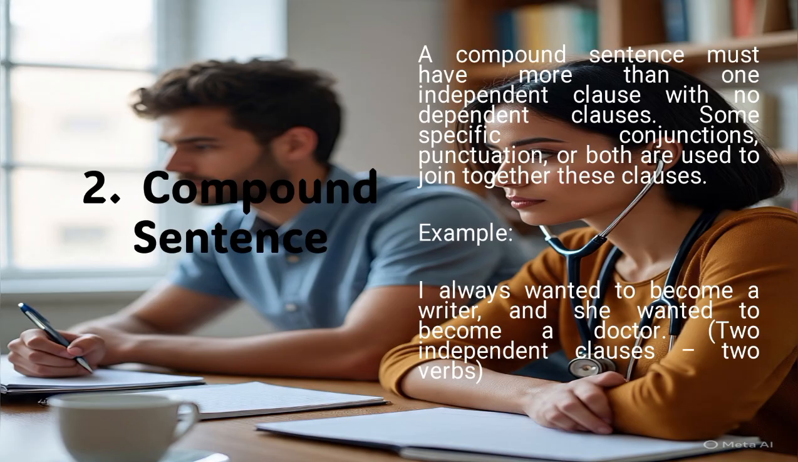2. Compound sentence. A compound sentence must have more than one independent clause with no dependent clauses. Some specific conjunctions, punctuation, or both are used to join together these clauses. Example. I always wanted to become a writer, and she wanted to become a doctor. 2 independent clauses, 2 verbs.